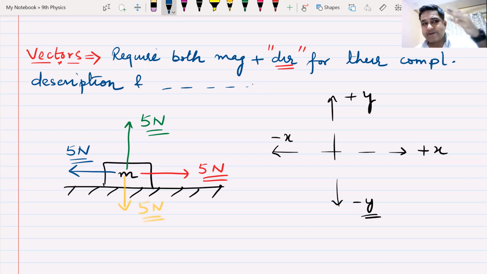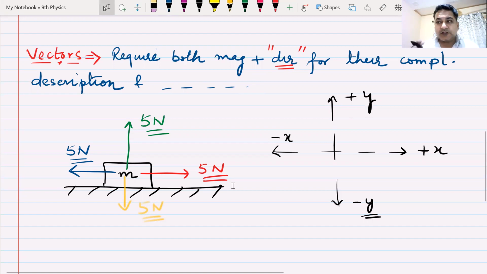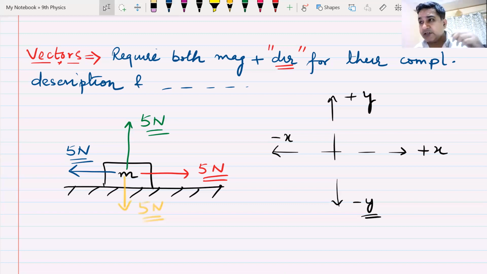Just telling you 5 Newton applied on this block will not make any sense, because I've just given you 4 examples. There are infinite ways in which I can apply this force, in infinite directions. And in every direction, it is going to have a different effect. And hence, with some physical quantities, you must say the direction together with the magnitude. Do we understand this? You understand this, all of you? Yes, sir. Okay. Now, let us look at another aspect of this.